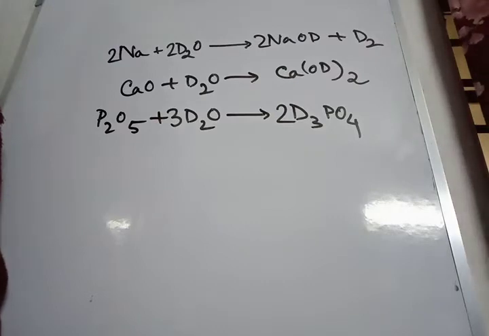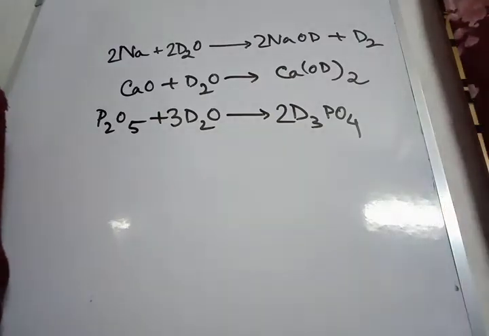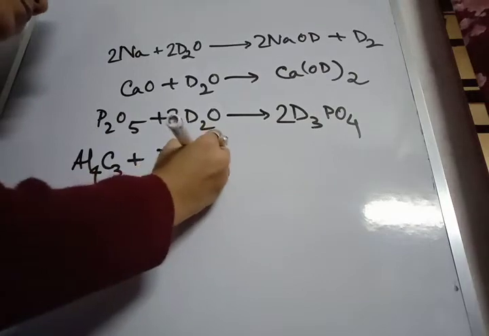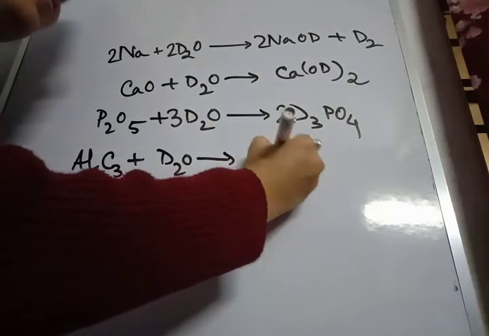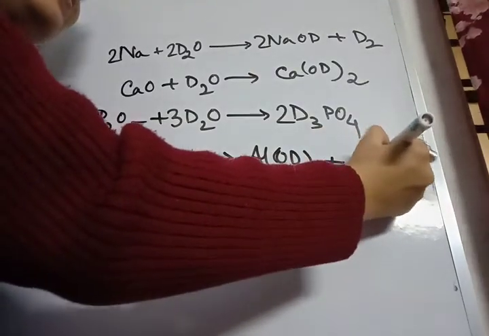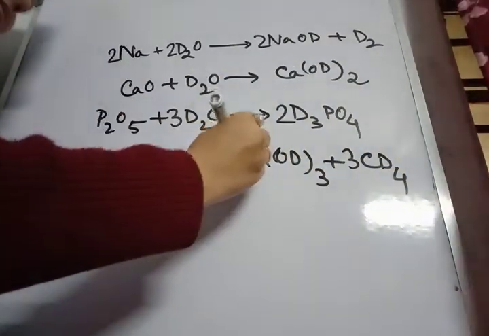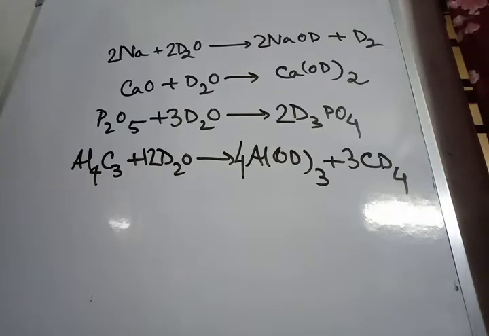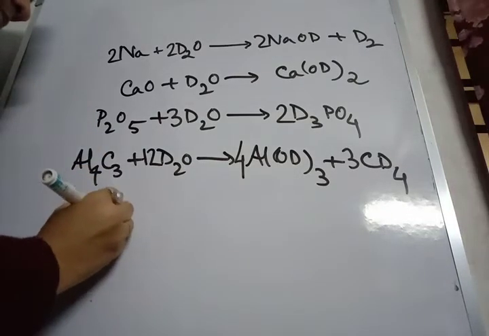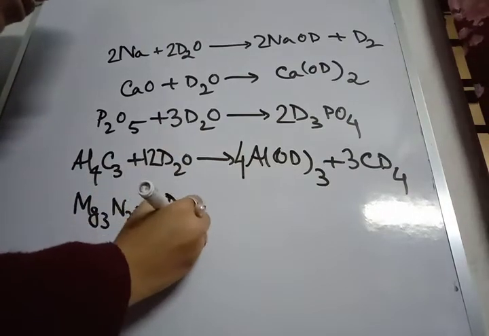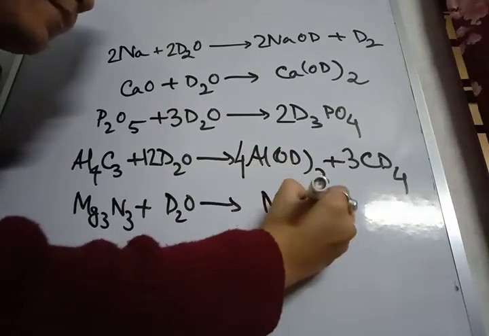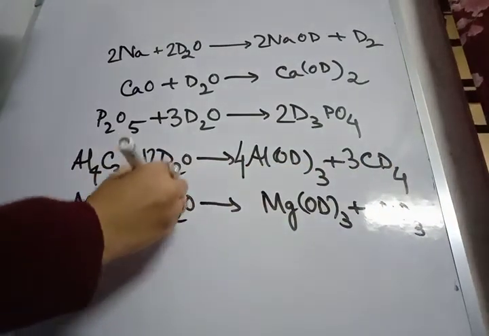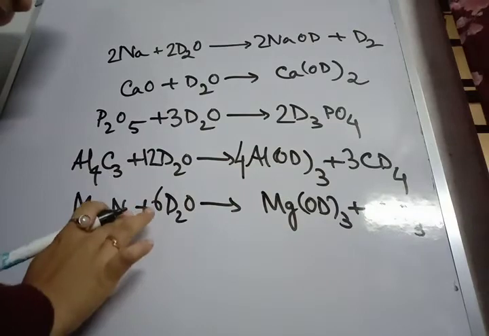Next, action with metal carbides, nitrides. Aluminium carbide reacts with D2O to form aluminium deuteroxide and deuteromethane. Next, magnesium nitride, Mg3N2, reacts with D2O to form magnesium deuteroxide plus deuteroammonia.